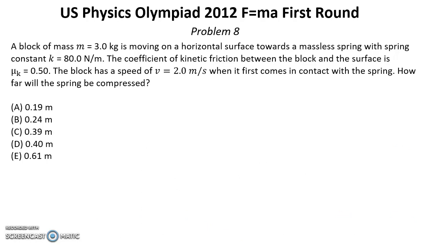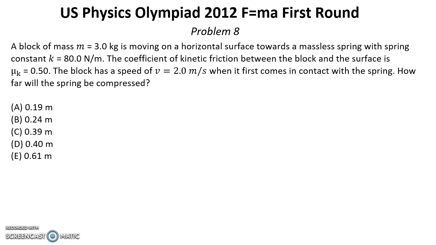Problem number 8. A block of mass m equal 3 kg is moving on a horizontal surface towards a massless spring with the spring constant k equal 80 Newton per meter. The coefficient of kinetic friction between the block and the surface is mu_k equal 0.5. The block has a speed of v equal 2 meters per second when it first comes in contact with the spring. How far will the spring be compressed?